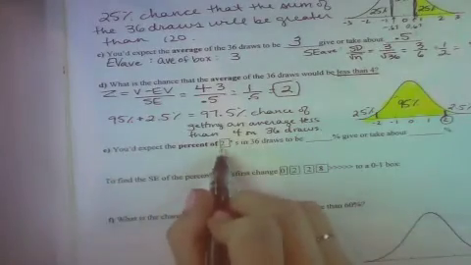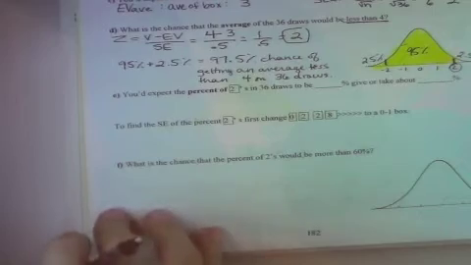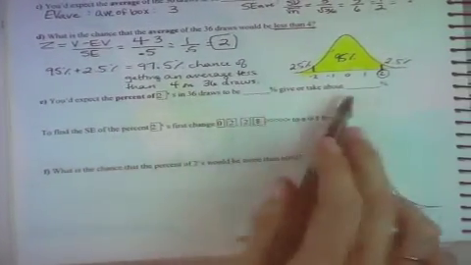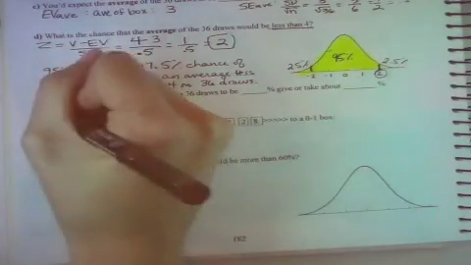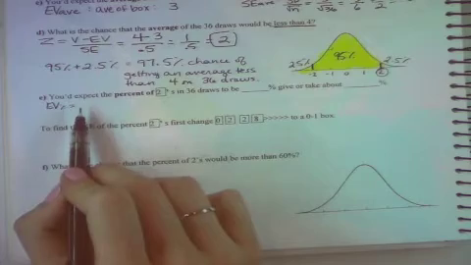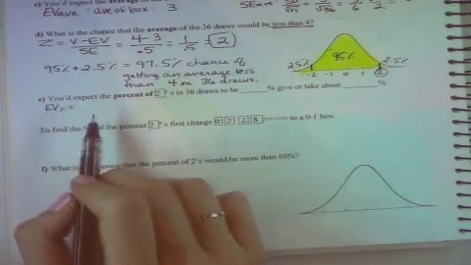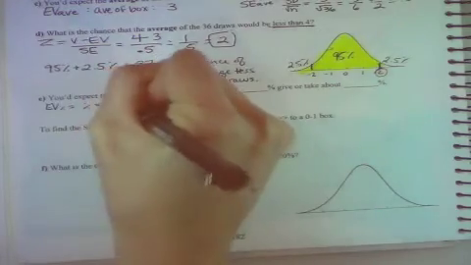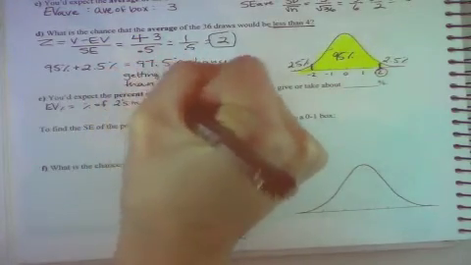All right. Okay, so you'd expect the percentage of the 2s. So same thing, now we're working with percentages. So you'd expect the percentage of the 2s to be blank, give or take blank. So first thing, we need to find our expected value of our percent. The expected value of the percent, remember there's no formula, right? It is just the percentage of 2s in the box.